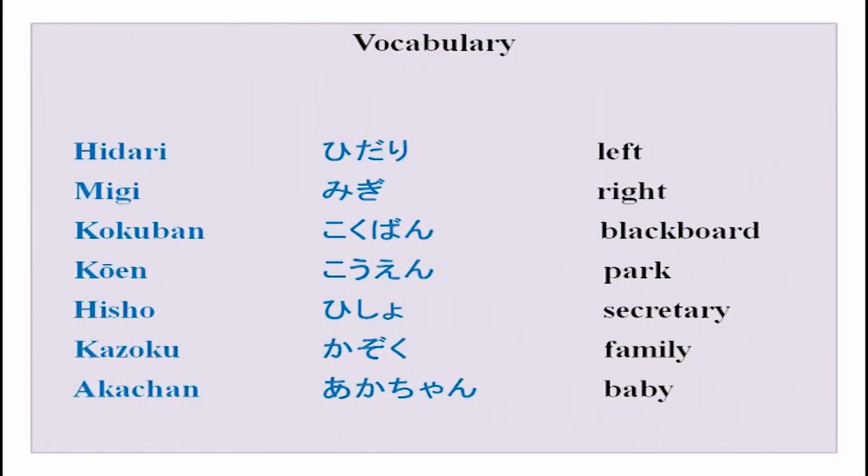Now, this is some vocabulary. You can go through the vocabulary. We did these words in the lesson. I will just read it out once very quickly. Hidari, migi, the meanings are given right here on the right side in black. Kokuban, koen, hisho, kazoku, akachan. Remember one thing, when you are practicing at home, please practice loudly so that you can hear what you are practicing, and it helps a lot finally in the long run.